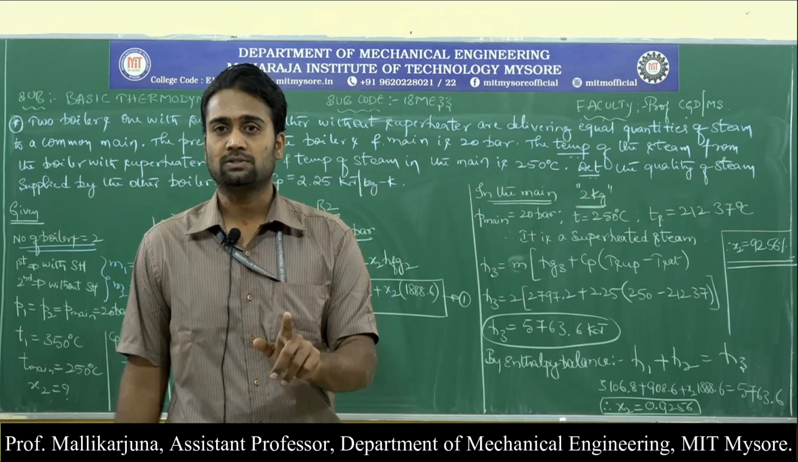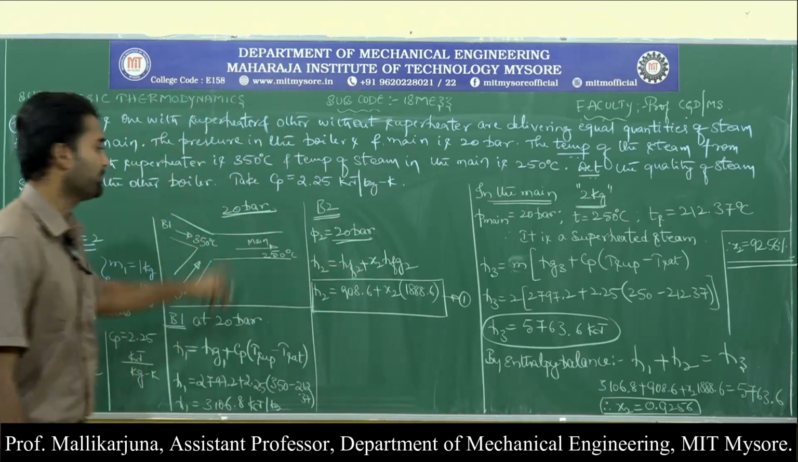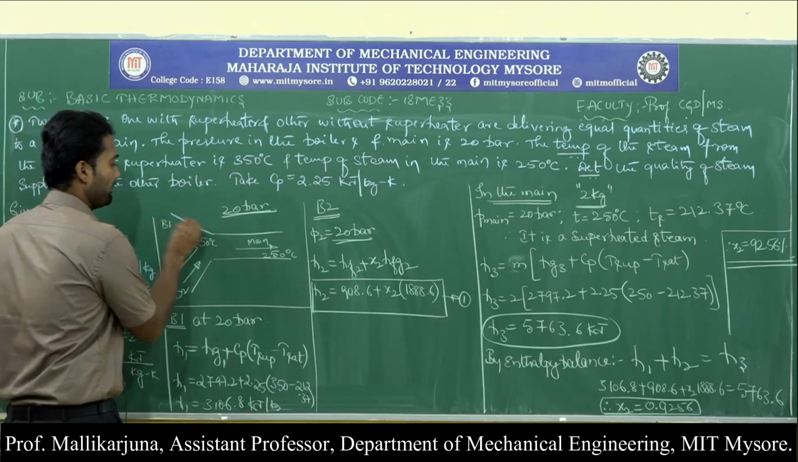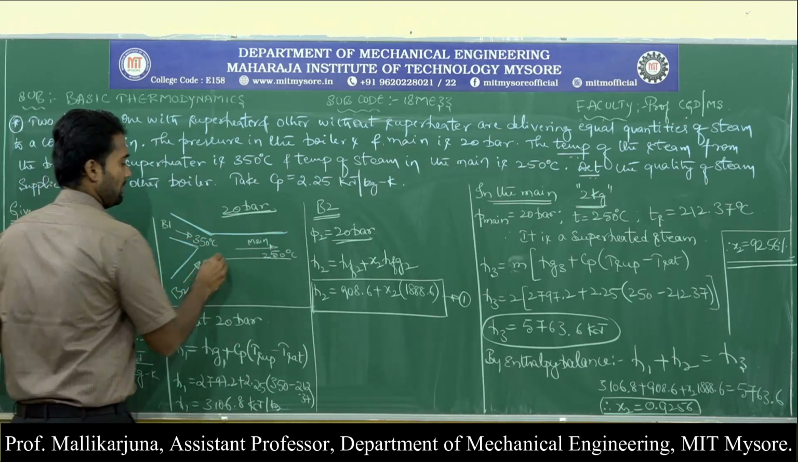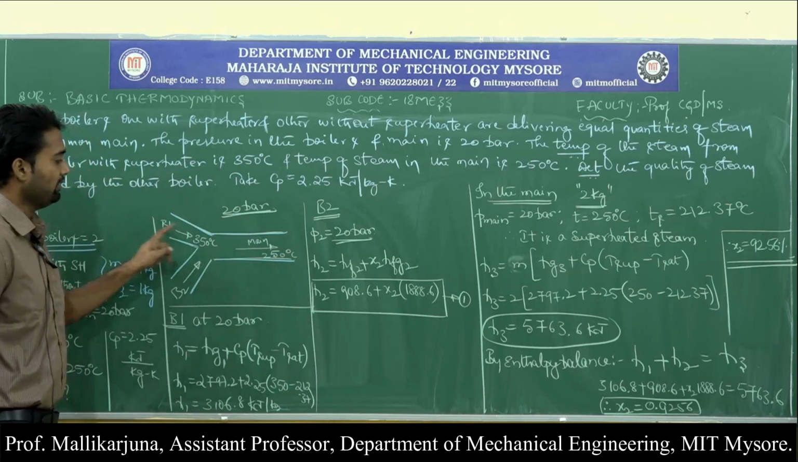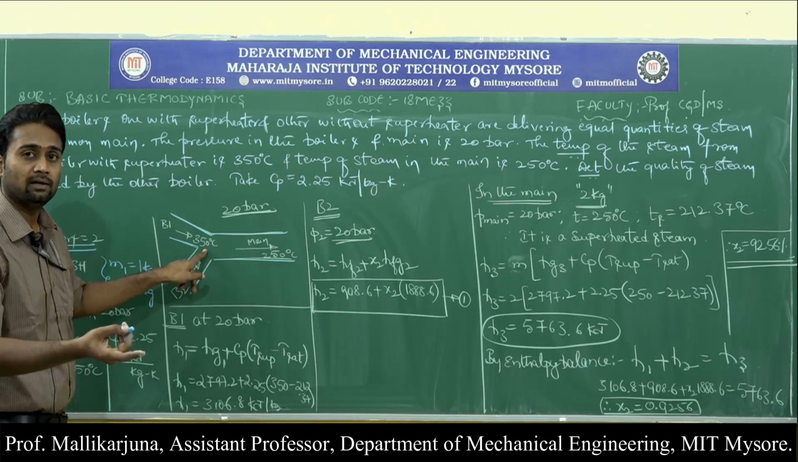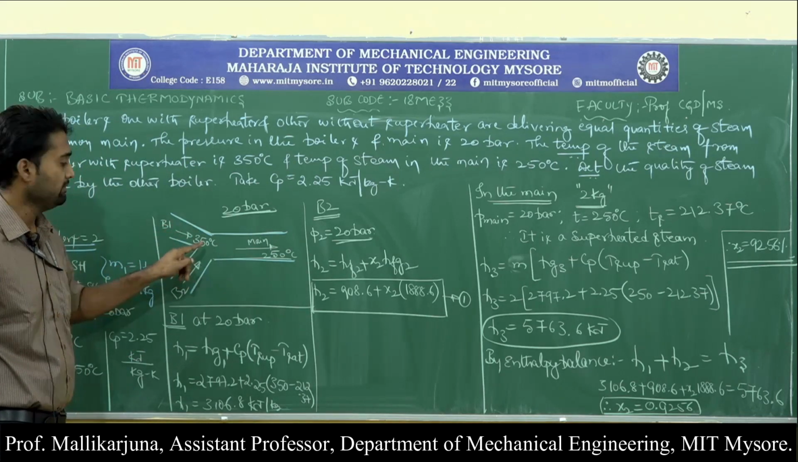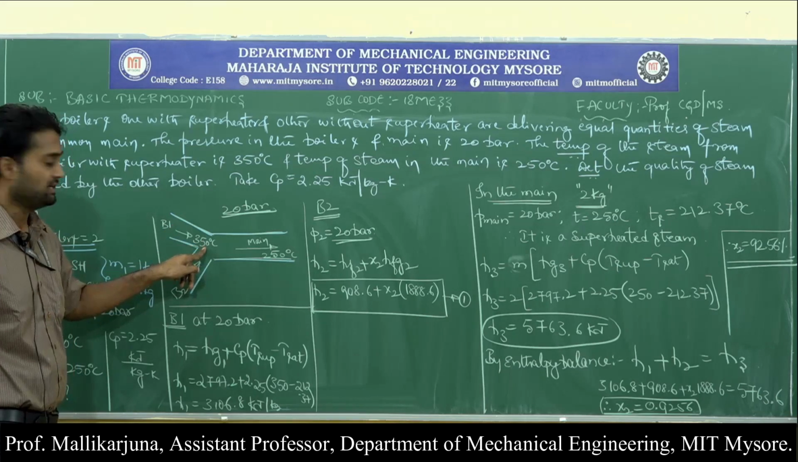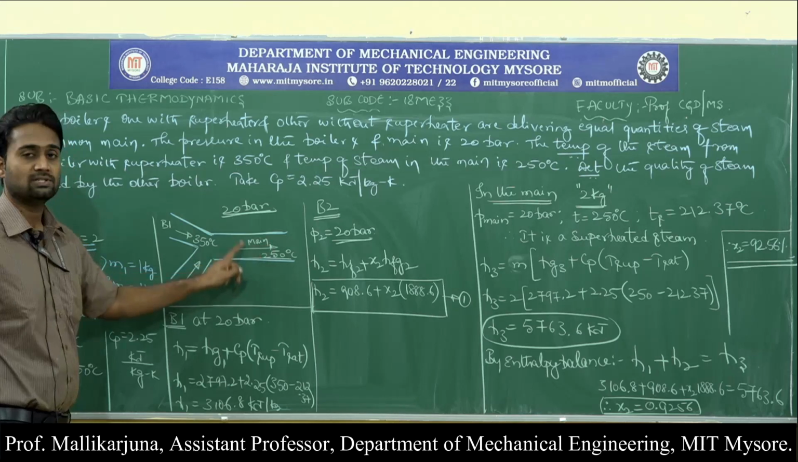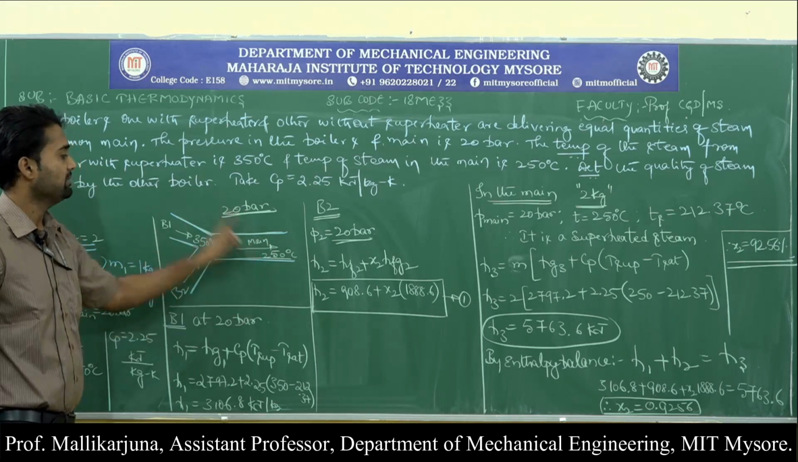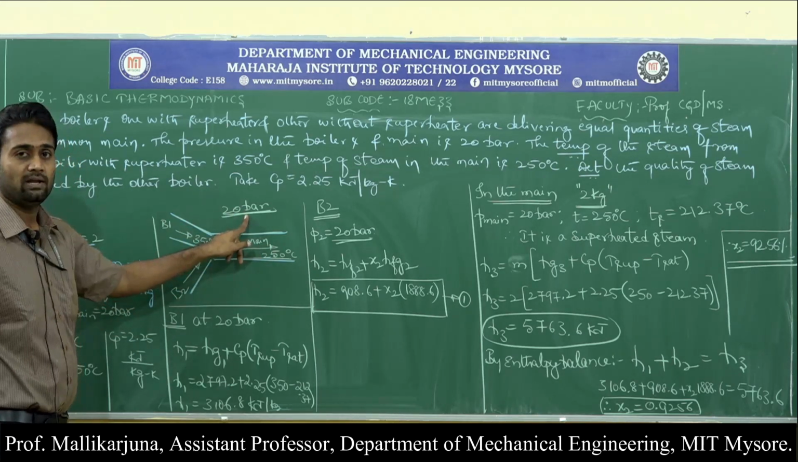So this is a simple question. I have created the scenario over here, representing that with the help of a diagram or sketch, you can call it. This is boiler 1. We are already aware that it is supplying superheated steam whose temperature is 350 degrees centigrade. This is boiler 2, and this is the common, which is nothing but the main, and the entire system is operating with 20 bar pressure.